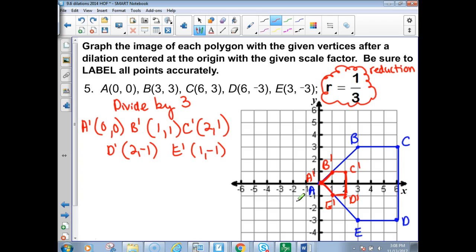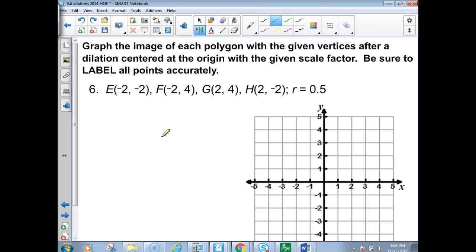Anybody still need this? I can wait. Okay, let's go to the next one. Start plotting those points. You can go ahead and plot and just check and make sure you plotted correctly. Tell me if I made a mistake.